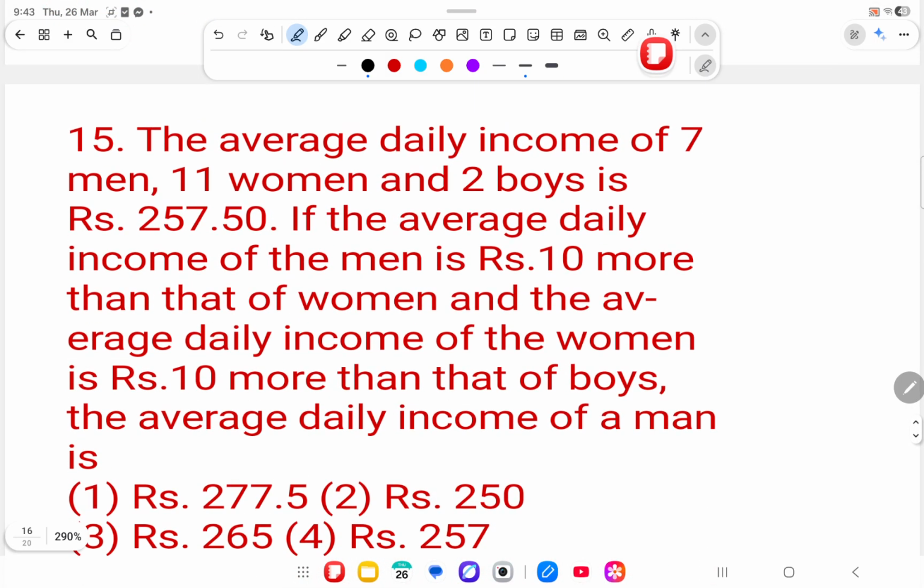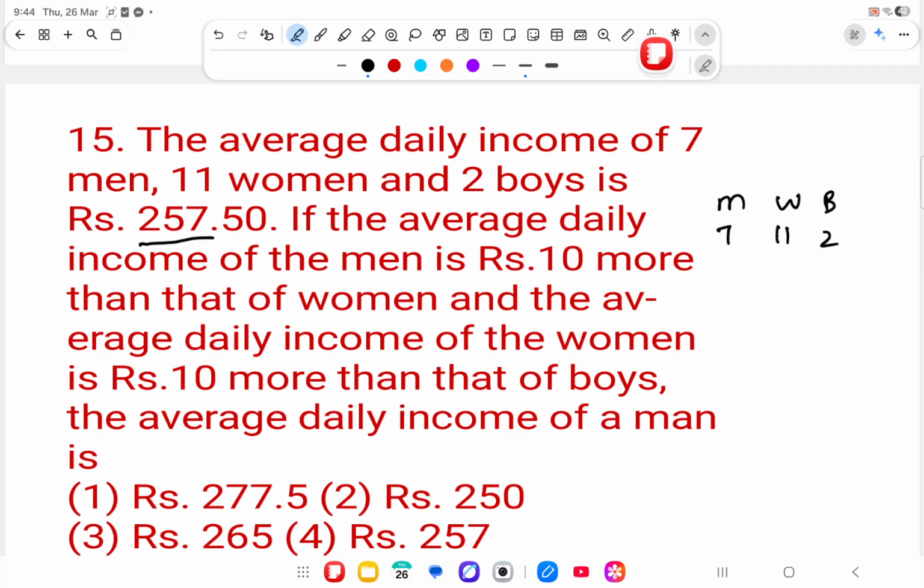Then the daily income of 7 men. Okay. So men, how many are there? 7. Women, how many are there? 11. And boys, 2. The average is given as 257.50. If the average daily income of the men is 10 more than that of women, and the average daily income of women is 10 more than that of boys.